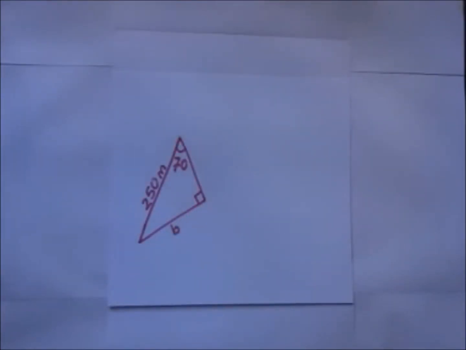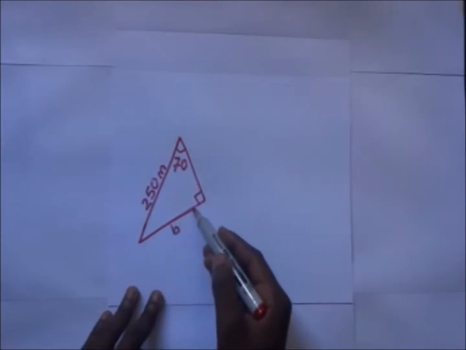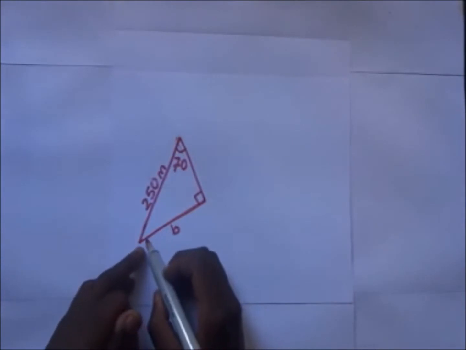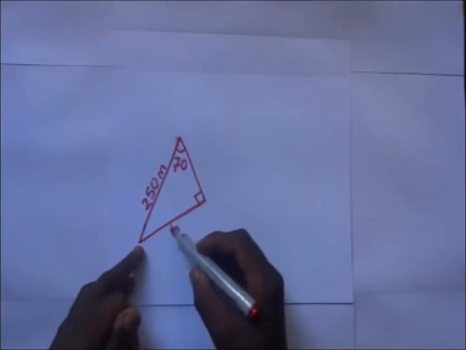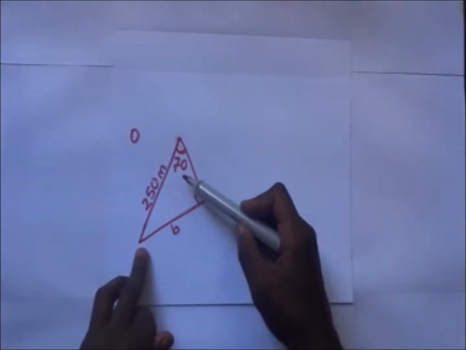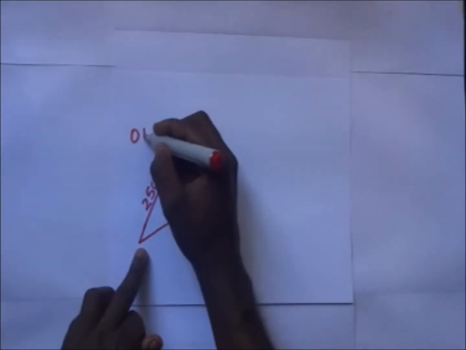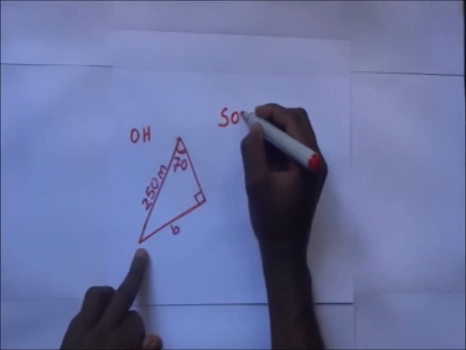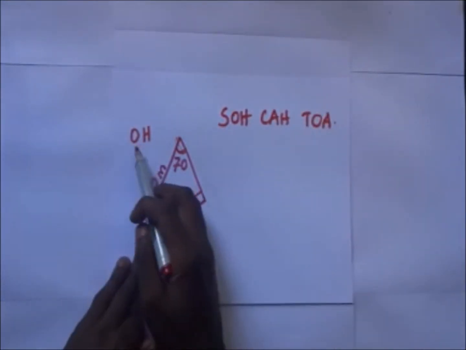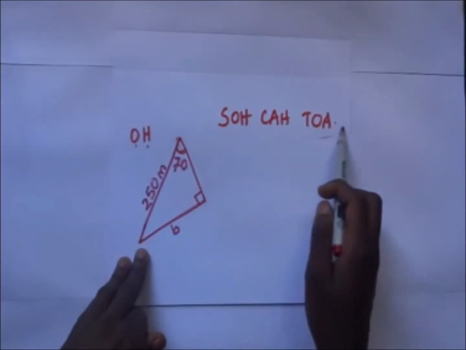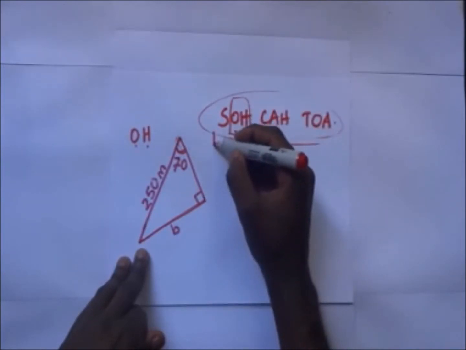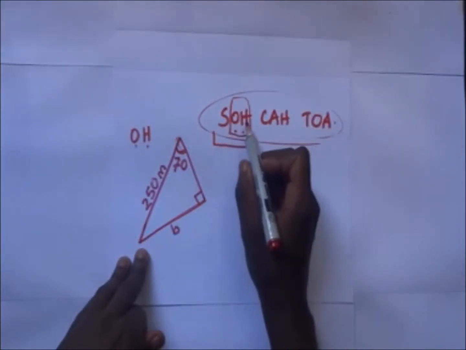We have a right angle triangle. We have this angle, and we realize that this value b that we want is opposite that angle. So we have the opposite, and we also have the longest one, which is the hypotenuse. From our SOH CAH TOA, what can we use? We have opposite and hypotenuse, so we are going to use sine. Sine is equal to opposite over hypotenuse.